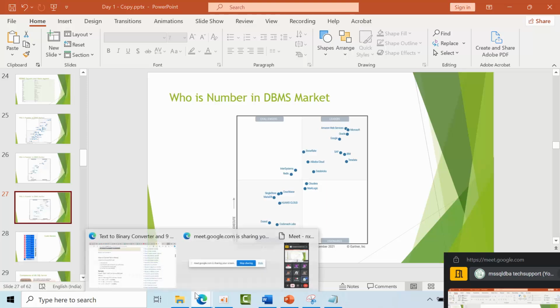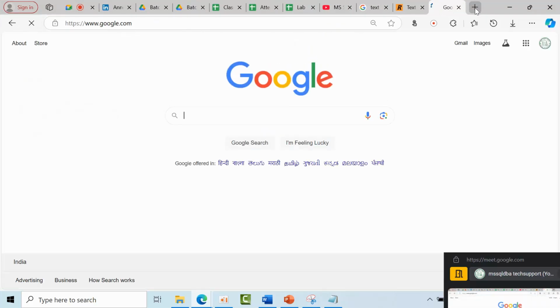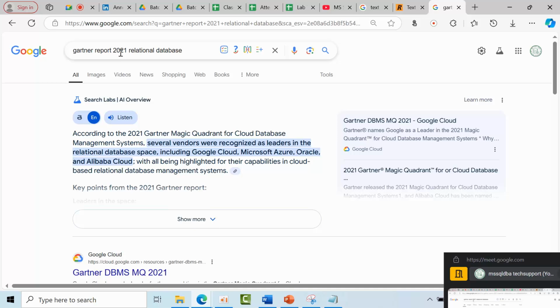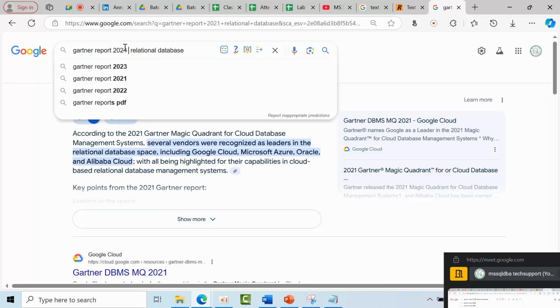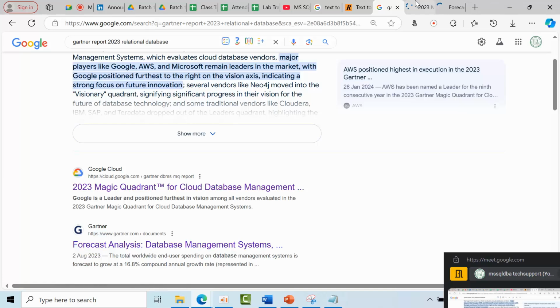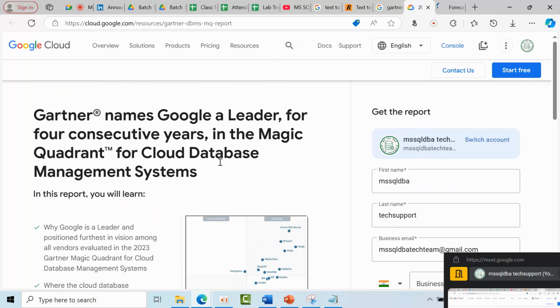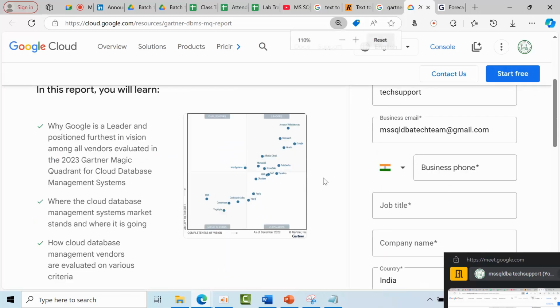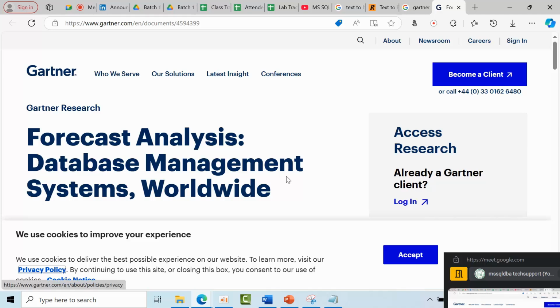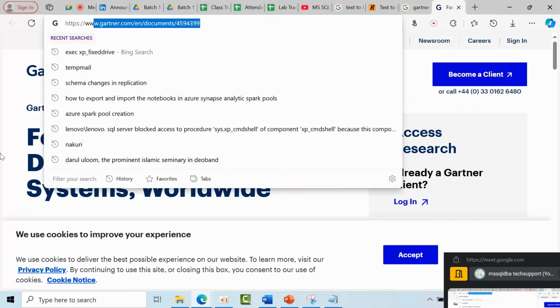Now, this is how you need to see these things. For 2024, once the year is completed, 2023 will be available. This is for managed cloud databases. In cloud databases, the leaders were Amazon Web Services, Microsoft, and Google. All of these are leaders, but Amazon had a slight upper hand. If you want to see the DBMS market, you have to purchase the Gartner reports.